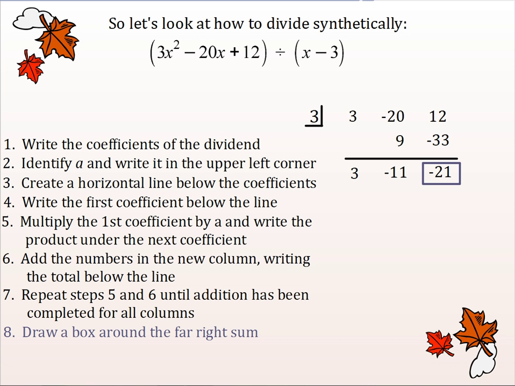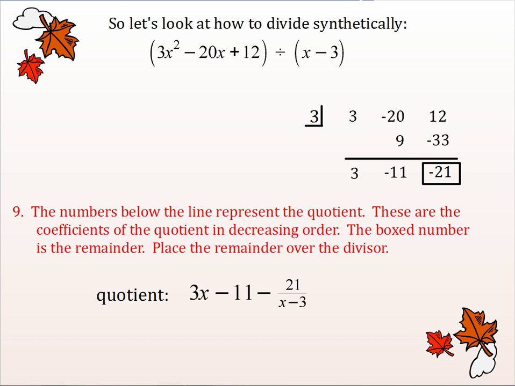I'm going to draw a box around the sum on the very far right of my problem. The very last number I write, I'm going to put a box around it. The numbers below the line that I end up with are the coefficients in my new answer. So let me show you what that looks like.